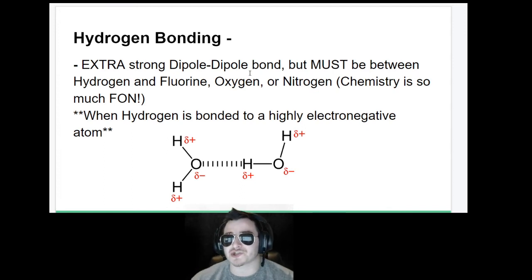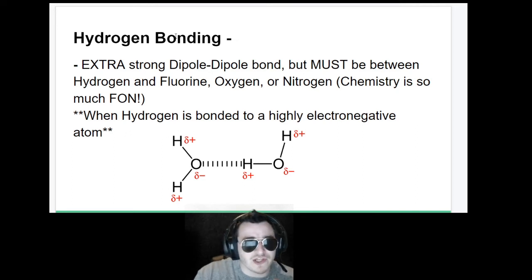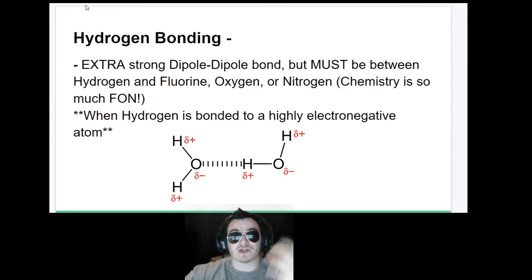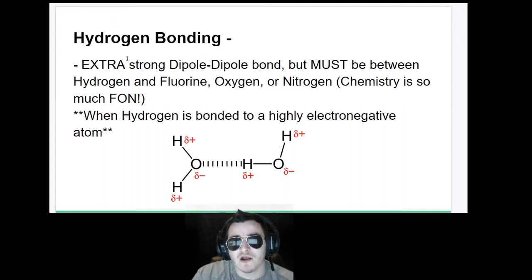It's just extra strong because there's such a large difference in electronegativity between the fluorine, oxygen, or nitrogen, and the hydrogen that it's attached to. So just because something's attached to hydrogen does not mean it's exhibiting hydrogen bonding. It has to be attached to one of these three elements, like we see in water. Now we're seeing why water is so unique, why it's so strong, the surface tension, and all the different properties of water that are super unique. It's because of the intermolecular forces between these molecules.